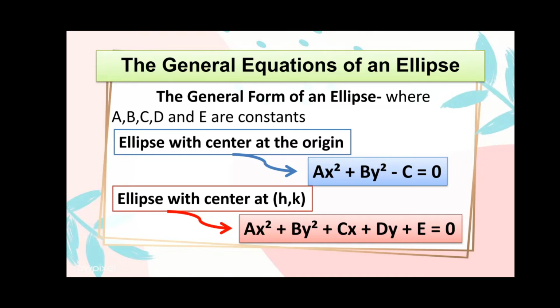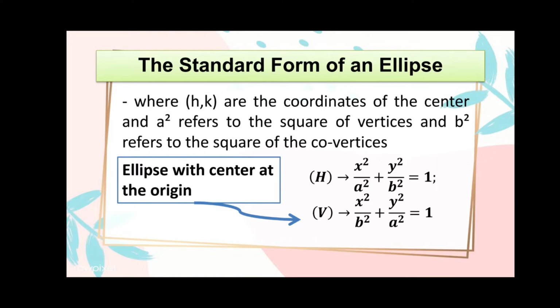Once again, remember that the a, b, c, d, and e are constants. Okay? So on the other hand, the standard form of an ellipse, where h and k are the coordinates of the center, and a squared refers to the square of the vertices and b squared refers to the square of the co-vertices. So we have the ellipse with the center at the origin as x squared over a squared plus y squared over b squared is equal to 1.